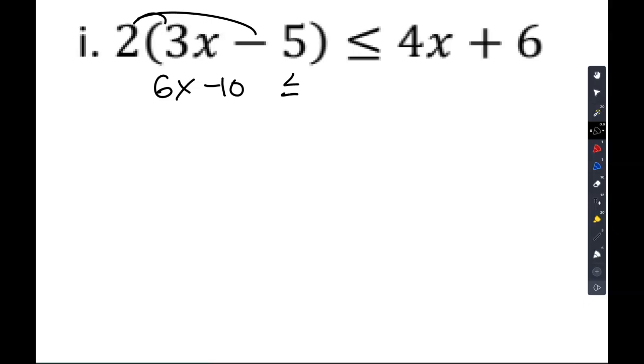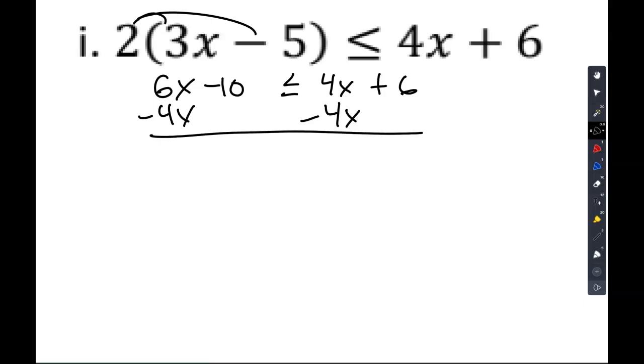And it's less than or equal to 4x plus 6. Now it's just like the previous ones. We're just going to move the letters to the left here. Subtract 4x on both sides. 6 minus 4 is 2. 2x minus 10 less than or equal to. This will cancel out. Bring down the 6.